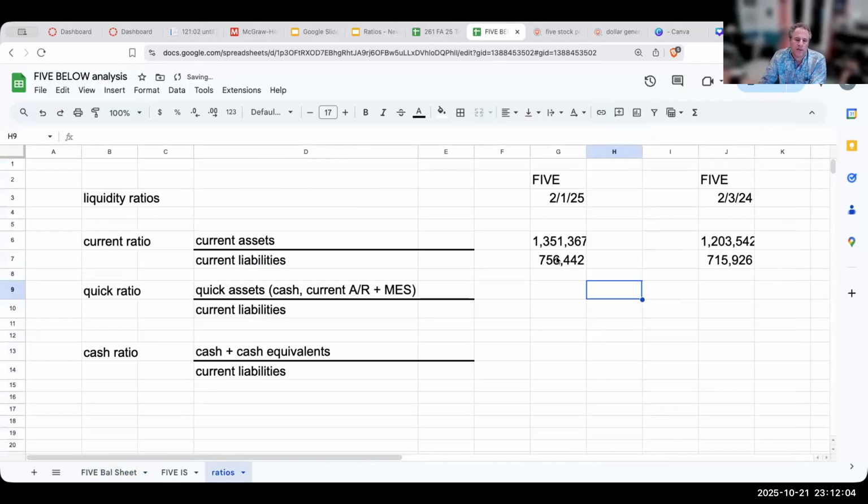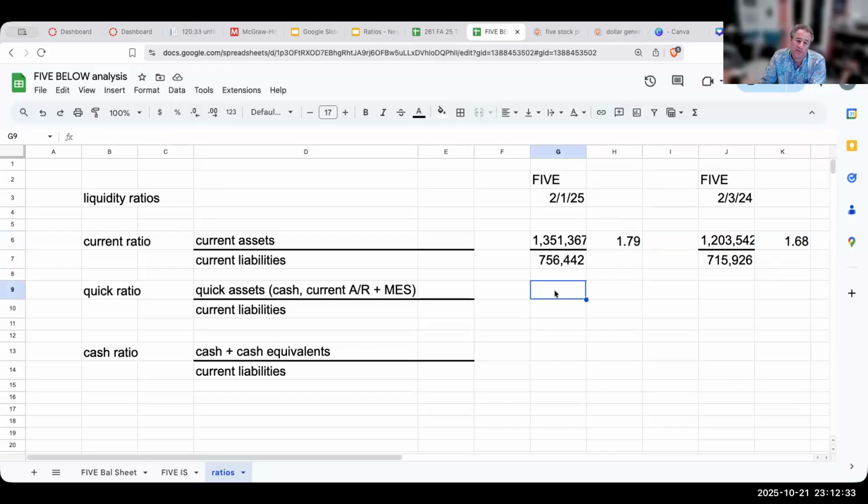So the current ratio for Five Below is going to be 1.78. When we do this, it's not going to be a percentage, but we want to show it to 2 decimal places. And then this is going to be 1.68. So the current ratio for Five Below seems to be improving.